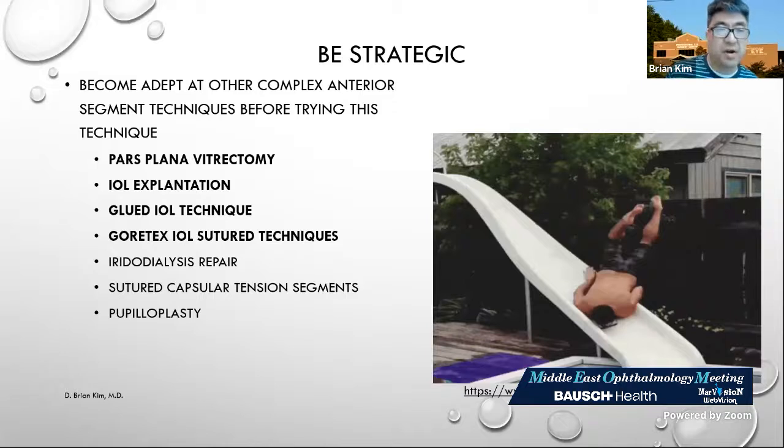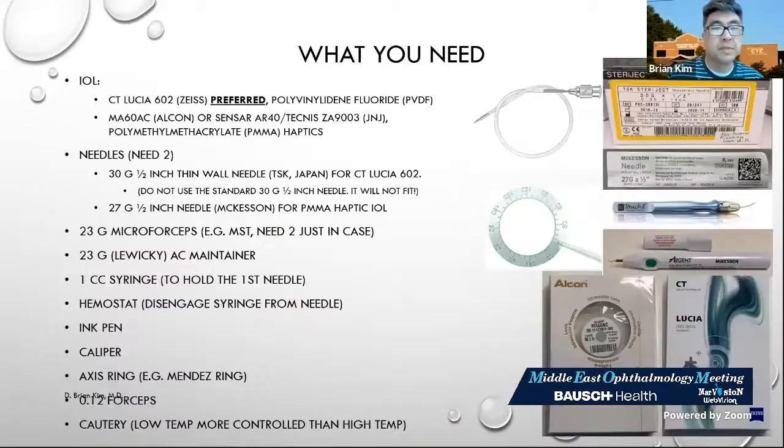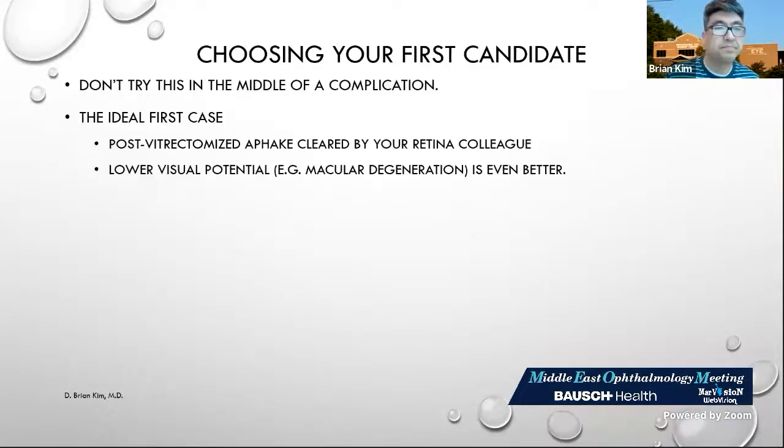So I will skip this part. I think the basic point is you have to learn how to do other advanced techniques before you try this Yamane technique. There are various resources that you can get online or by going to various wet labs. And what you need, if possible, is a C2 Lucia lens because it has strong haptics. If not, the Sensar, the MA60 you can use, but you'd have to use a 27 gauge half-inch needle for those. And you need these various instruments in order to improve your chances for success.